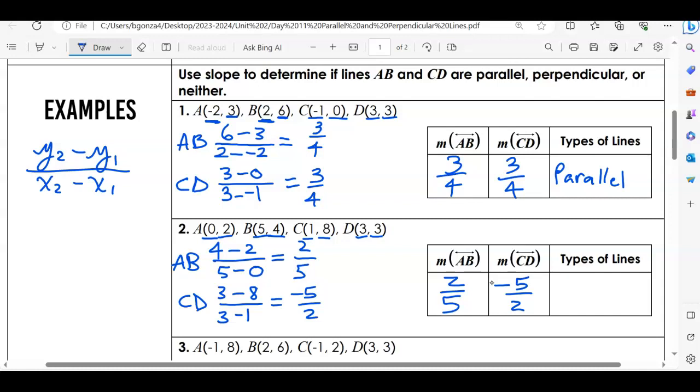Now, your first question is, are they the same? Are these both the exact same? No, so it's not parallel.